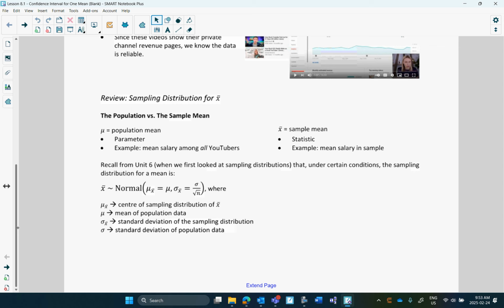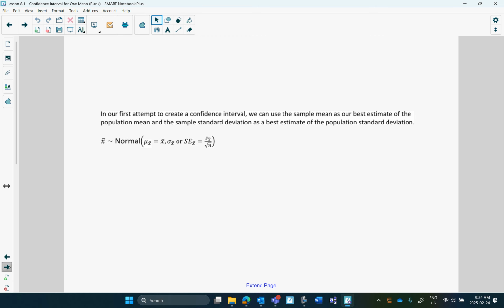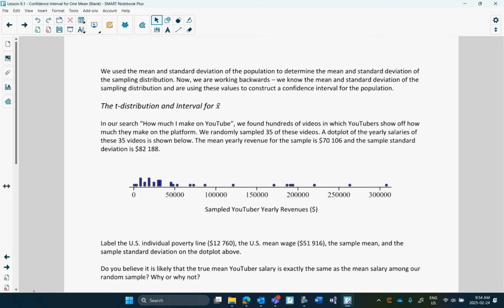But we did use this for a sample mean, as long as certain conditions are met, and we'll talk about those conditions in a second, very similar to conditions for proportions except for one. To find the average of the sampling distribution, that would have been the average of the population. To find the standard deviation of the sampling distribution, we would have done the standard deviation of the population divided by the square root of the sample size. That's what we did in unit 6. And now we're going to go in reverse, where we're given information about the sample and we're trying to determine information about the population. And that's what this top paragraph here says. We're working backwards.